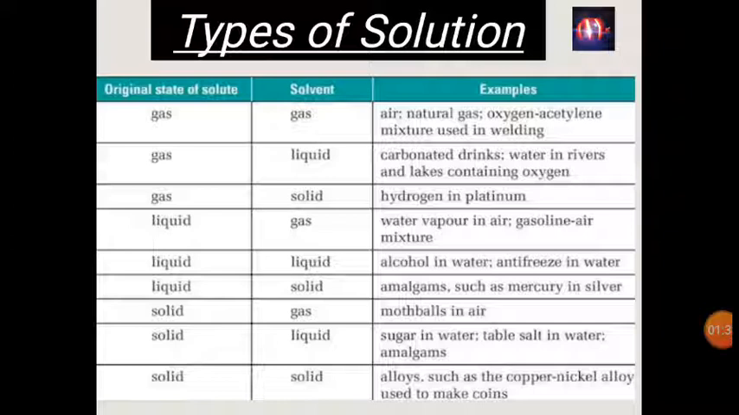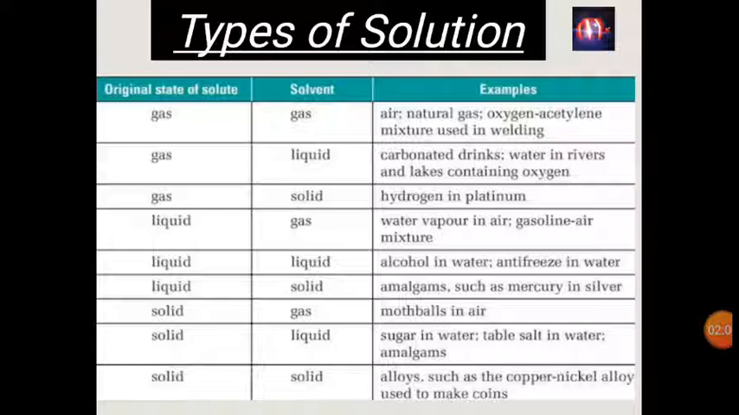As we know, mercury is in liquid state and sodium is in solid state. The third part of solid solution is gas in solid, which means when the solute is gas and the solvent is solid. For example, hydrogen gas in palladium. The second type of solution is liquid solution. The first part of liquid solution is solid in liquid, which means when the solute is solid and the solvent is liquid. For example, sugar dissolved in water or salt dissolved in water.